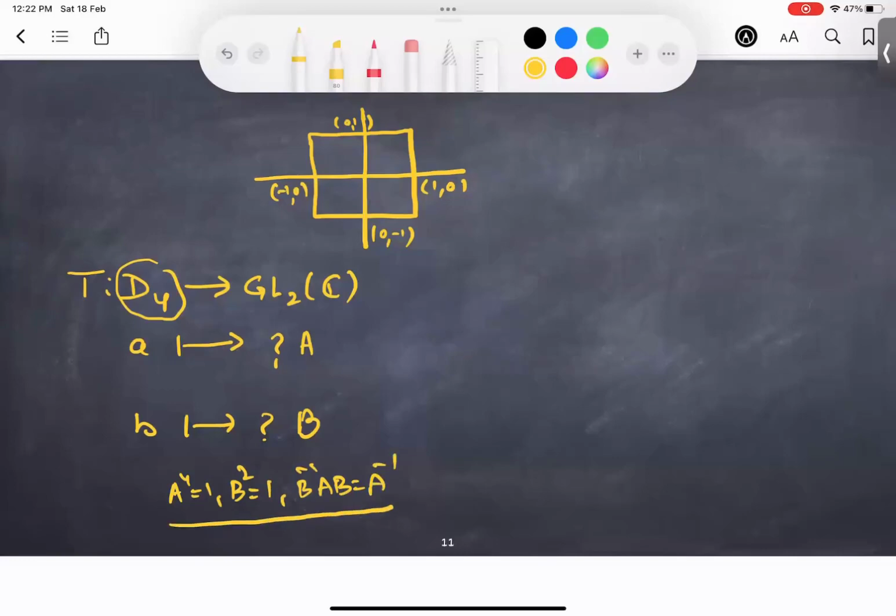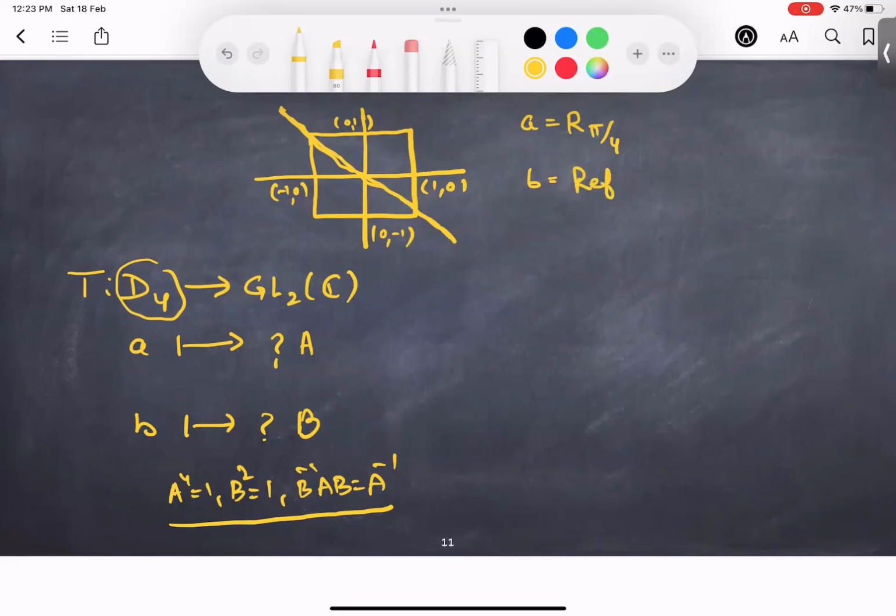And you can achieve these relations by the group action, because D4 is the group of symmetries of a square. So I can take the order 4 element as the rotation through angle pi by 2, and the order 2 element in D4 as a reflection through, say, this diagonal, and those are the two generators. So A I can take as rotation through pi by 2, and B I can take as the reflection through this diagonal, say.